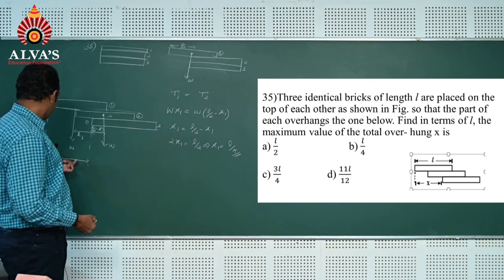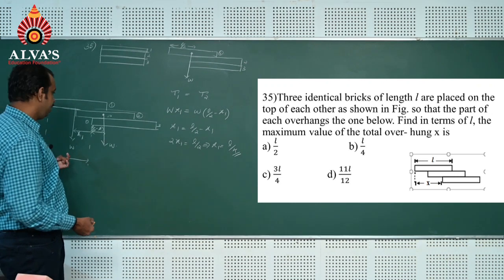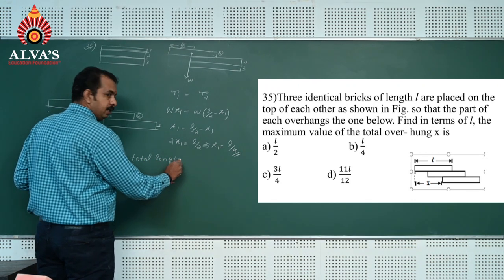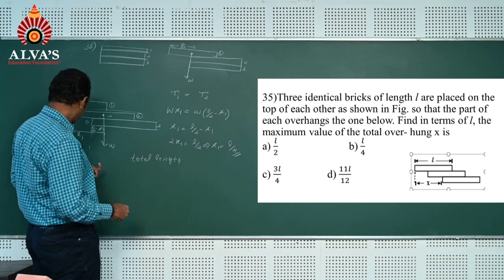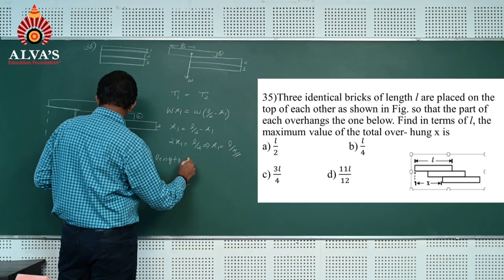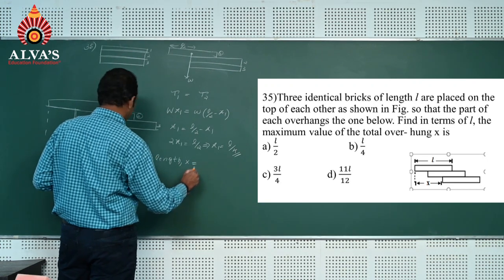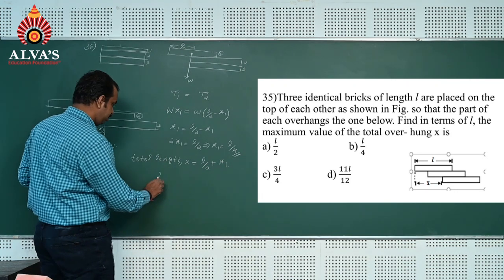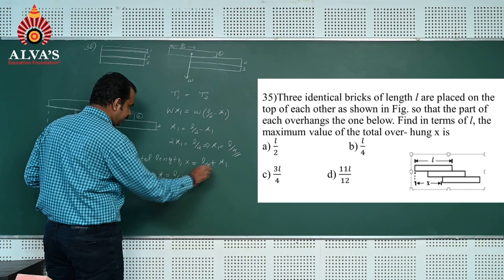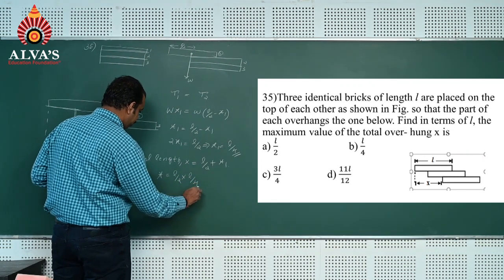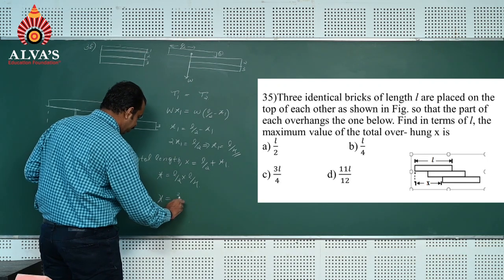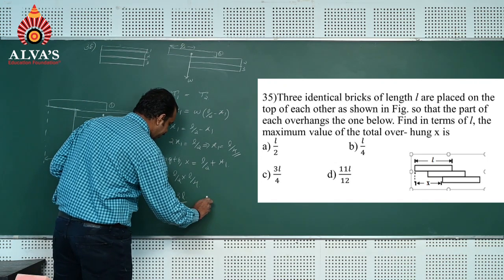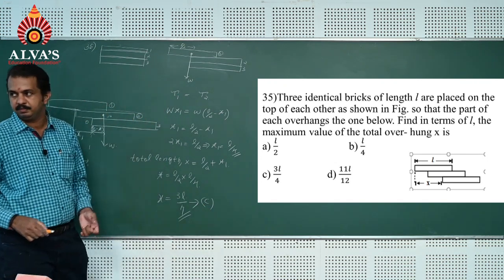Now the total length which is outside, the maximum value of total overhang x, is equal to L by 2 plus x1, which is L by 2 plus L by 4. So x is equal to 3L by 4. 3L by 4 means option C is the correct answer. Number 36.